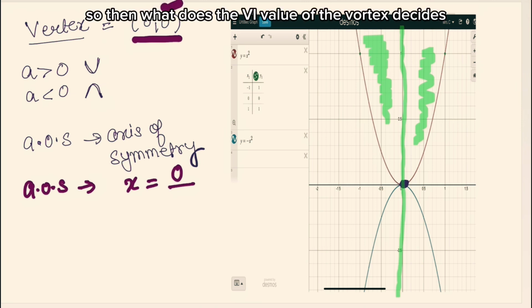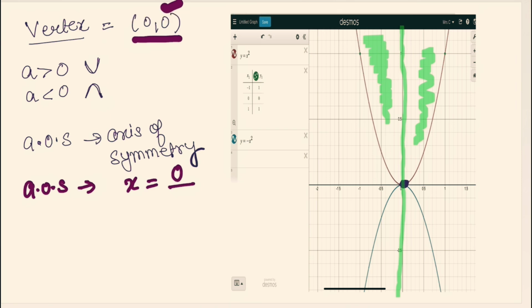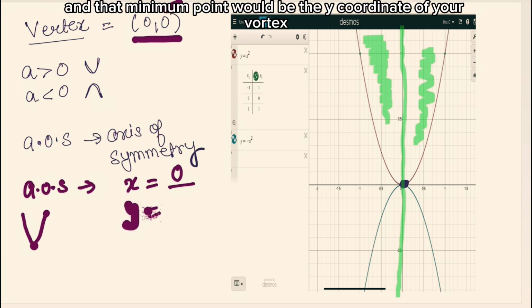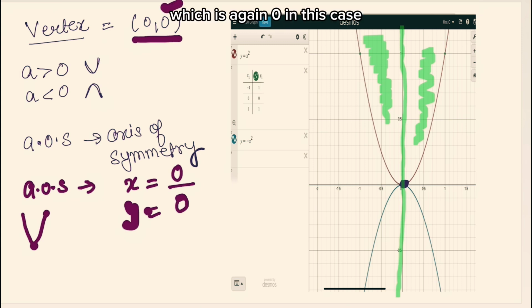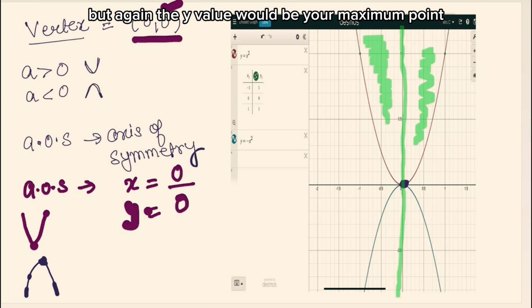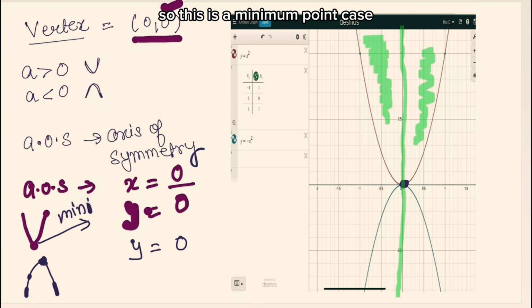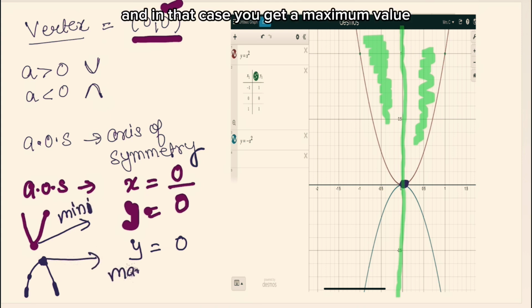So then what does the y value of the vertex decide? If the value of a is greater than 0, your graph opens up. Then the lowest point where it takes a dip will be the minimum point, and that minimum point would be the y coordinate of your vertex, which is again 0 in this case. When the value of a is less than 0, your graph opens upside down, and the y value would be your maximum point.